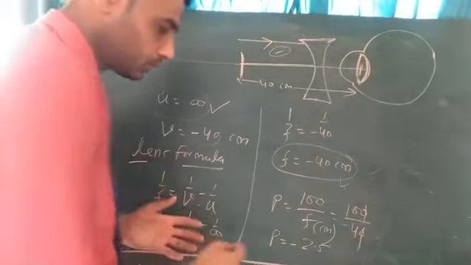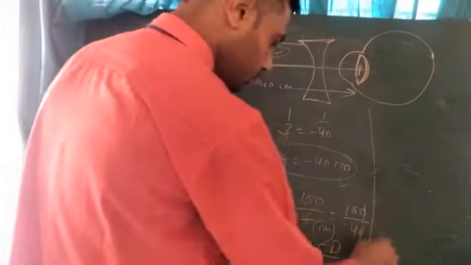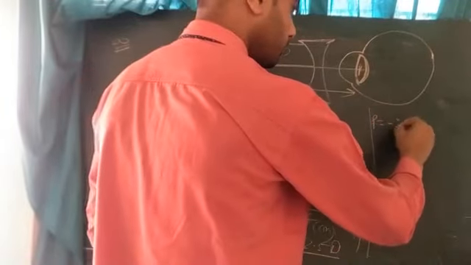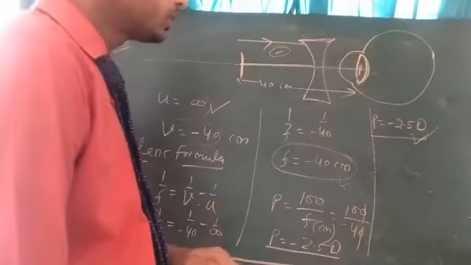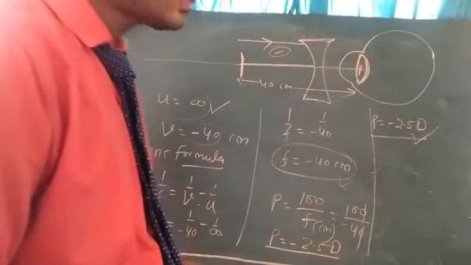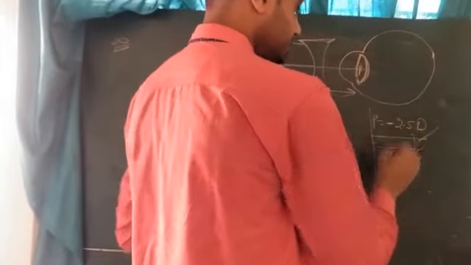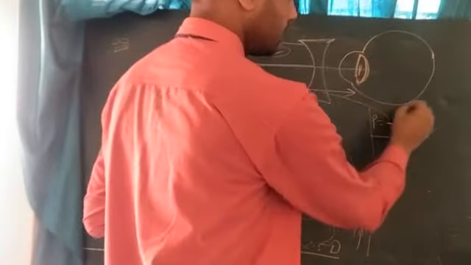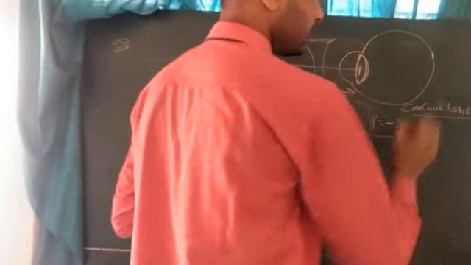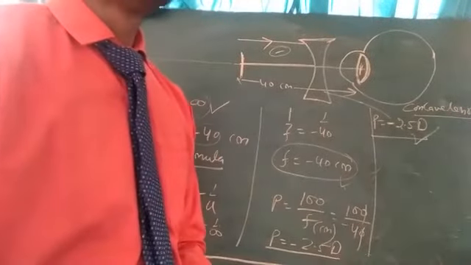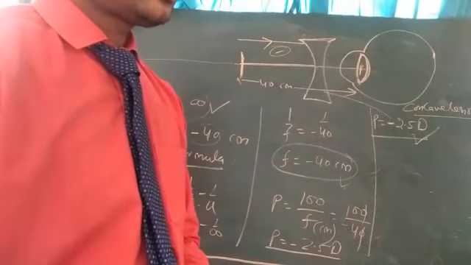and as you know the unit of power is diopter. It means the power of lens is 2.5 diopter, and this negative sign indicated that this is a concave lens. As you know, concave lens is used to correct myopic defect.